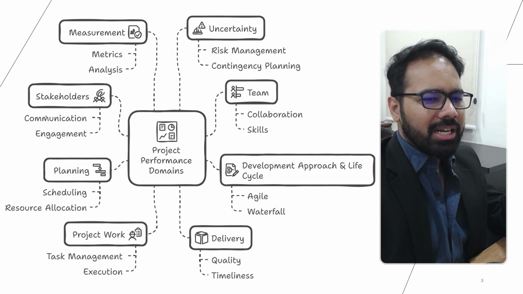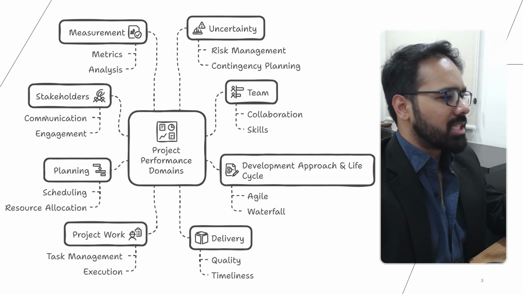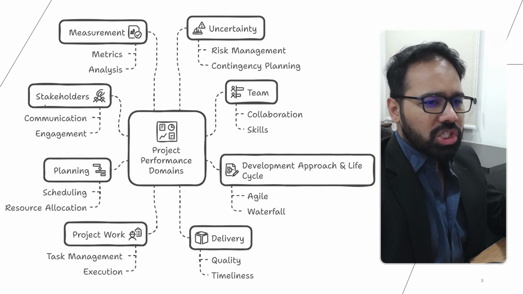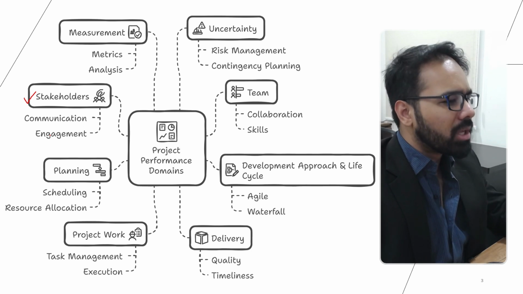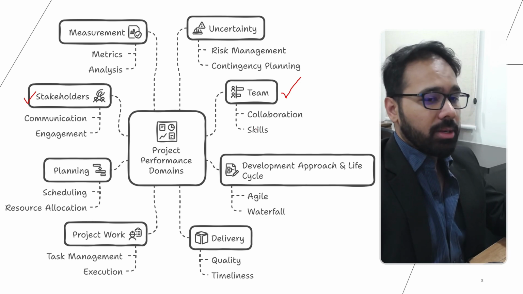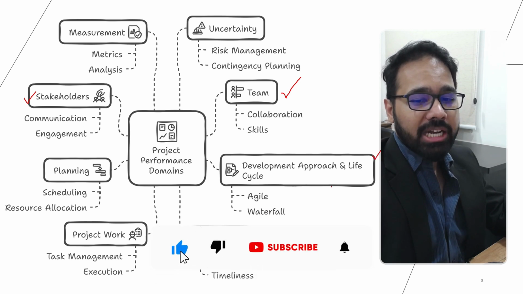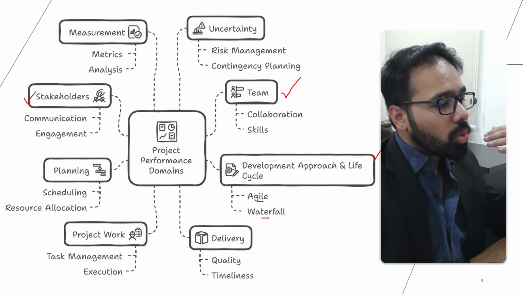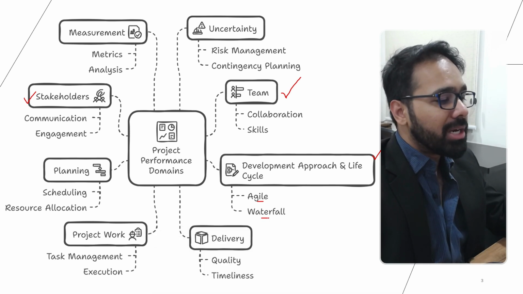The 8 domains are listed here on your screen right now. They start off with stakeholders. You have team, development approach and life cycle, planning, project work, delivery, measurement, and uncertainty. So, stakeholders is all about communication, engagement. It's all about the people who care about the project. Then you have team. Team is all about collaboration, skills, the people who will actually deliver the project. Then you have development approach and life cycle. It contains agile, waterfall. But the fact is how you are going to work on your project. That's what development approach is all about.